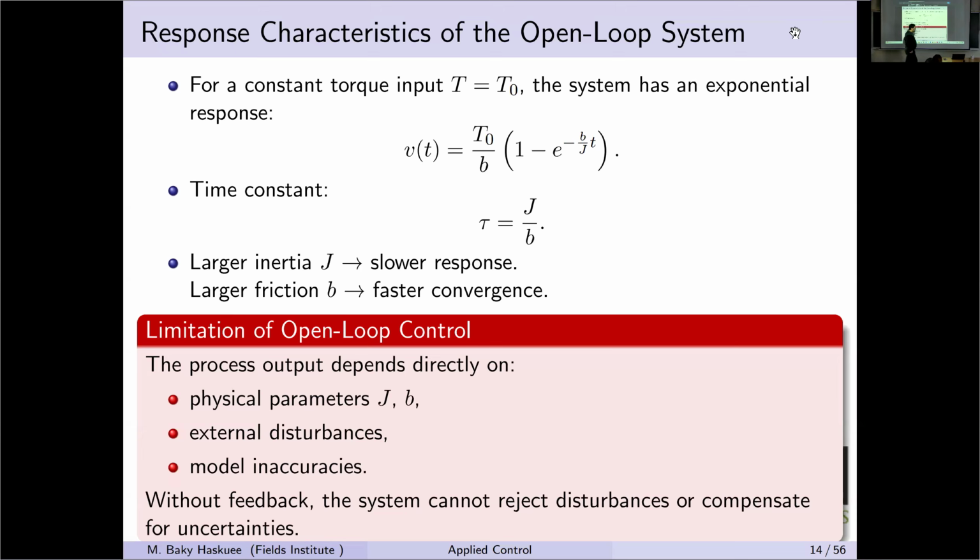Again, we mentioned the limitation of the open loop control system. I do not repeat them. As you know, here we have physical parameters that we need. As much as our knowledge of these parameters is accurate, the performance of the system will be better.